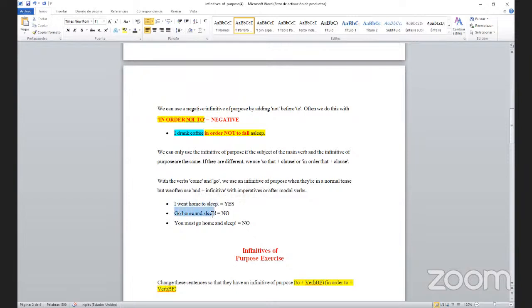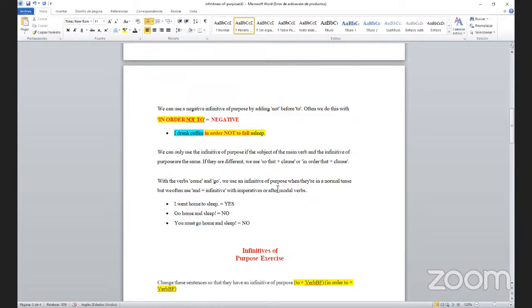After this, go home and sleep. Ve a casa y duerme. In this part, we're not using infinitives. We're using just a verb in base form and a verb in base form. So this is not an infinitive of purpose. And the other one, you must go home and sleep. In this case, we are using a modal verb and the verb in base form, not an infinitive. So this sentence is not an infinitive of purpose. Okay, so this is no.